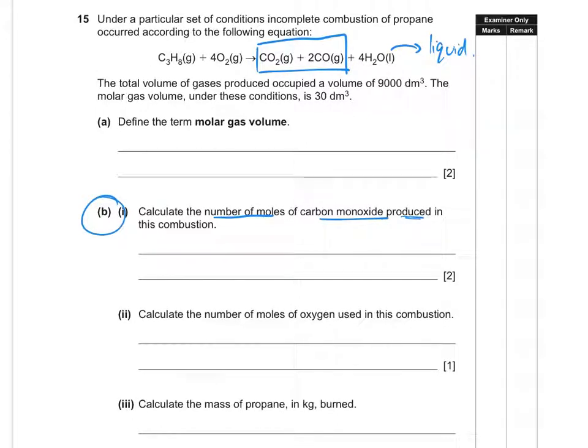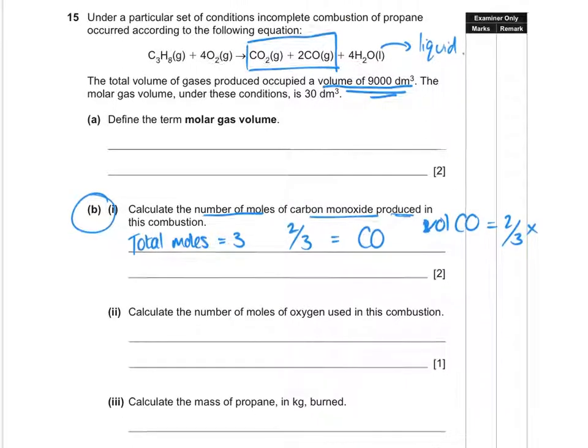So if we think about the total moles of gas here, the total moles according to our balanced equation is 3, and out of those, 2 out of 3 of them are carbon monoxide. So if each gas occupies the same volume, then we can work out the volume of carbon monoxide because we know the total volume of the gases produced. If 2/3 of them are carbon monoxide, we can work out the volume of carbon monoxide as 2/3 times my 9,000.